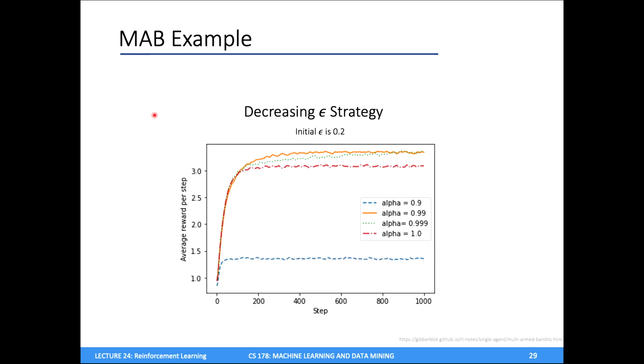Okay, here's another example of this decreasing epsilon strategy. What you can notice here is that, say I set my initial epsilon to be 0.2 or something like that. And so for various values of alpha, this decay rate, we see again similar looking curves. Note here that alpha equals 0.9 is this dashed blue line down here.